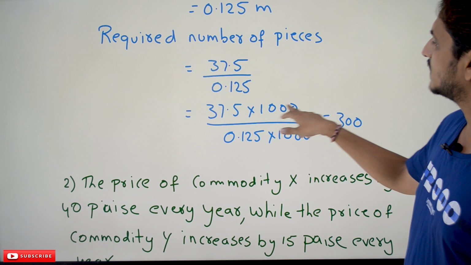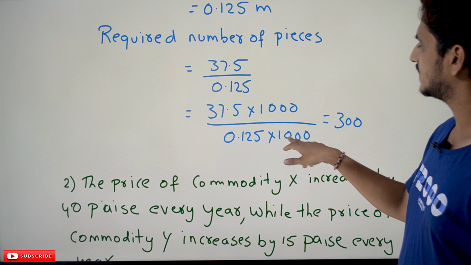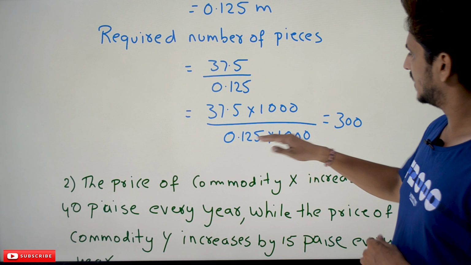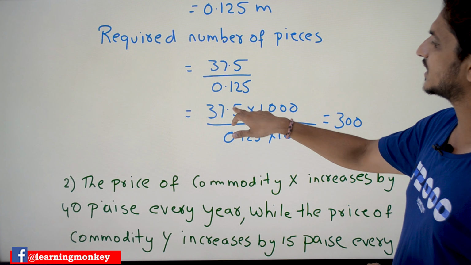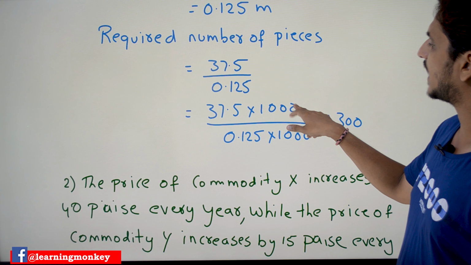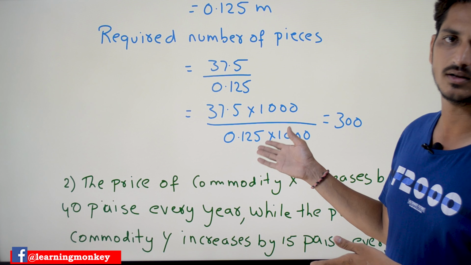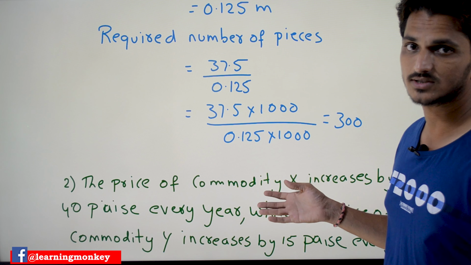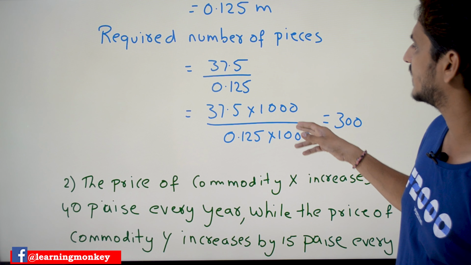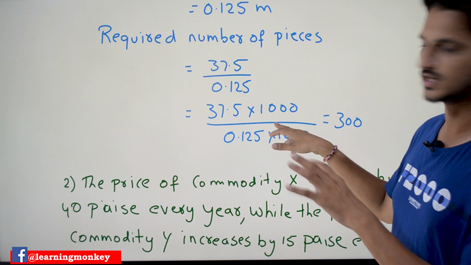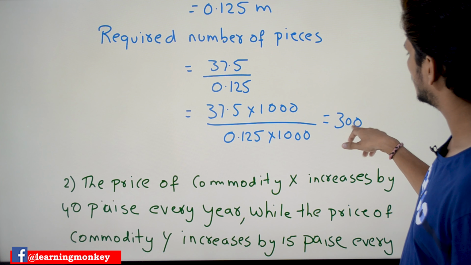So 37.5 multiplied by 1000 divided by 0.125 multiplied by 1000. The denominator will be 125, and the numerator will be 37500 divided by 125. You have to make the denominator a whole number or integer value, then we can go with the division. That is what we discussed in our last class when we discussed decimal fractions divided by decimal fractions. You do this for practice, and we will get 300.